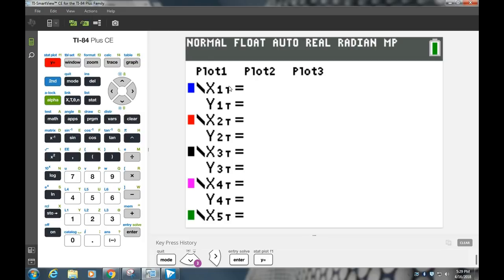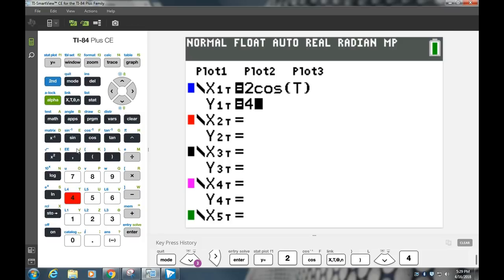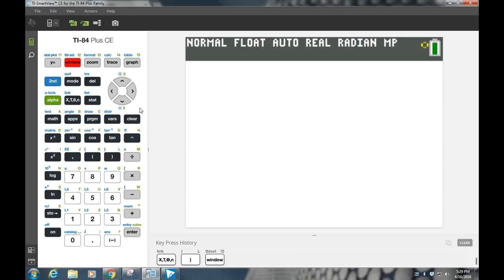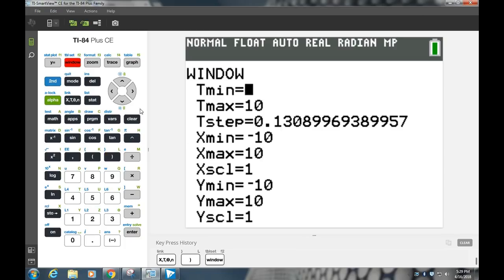So for example 5, our x equation is 2 cosine of t. Now if I hit this variable button when I'm in function mode, that gives me the variable x, but because I'm in parametric mode, it'll automatically give me the variable t. And then for my second parametric equation for y, I will type 4 sine of t. You could hit graph right here, but the one thing you do want to adjust is your window, because we're given a very specific window for t.